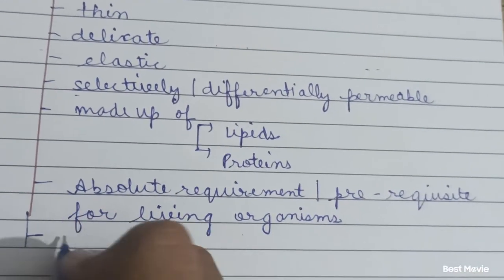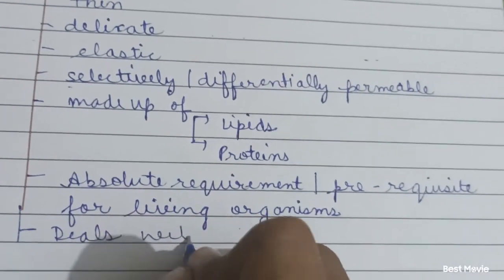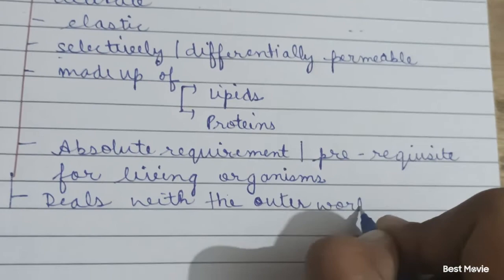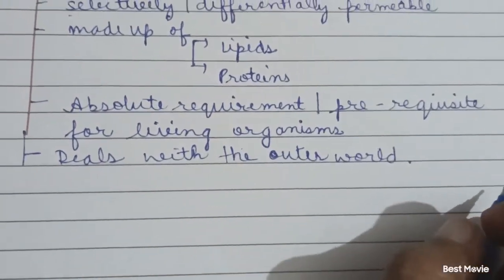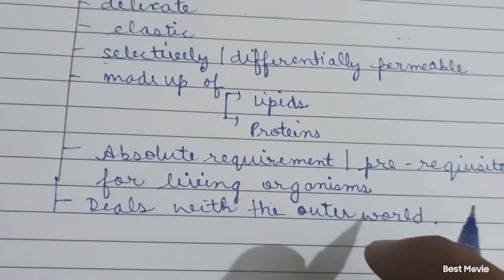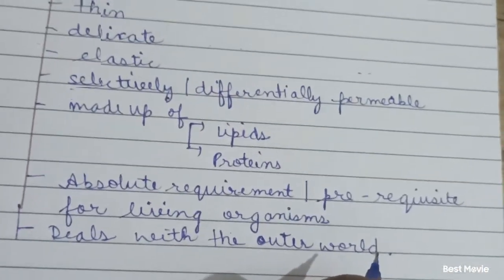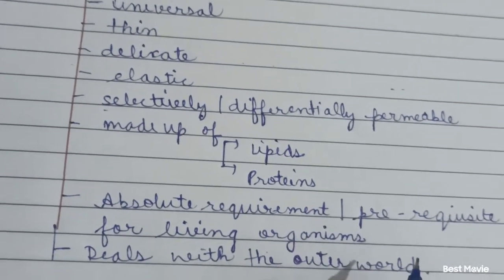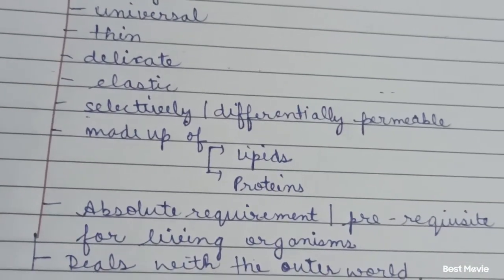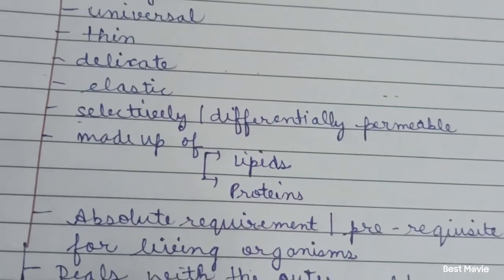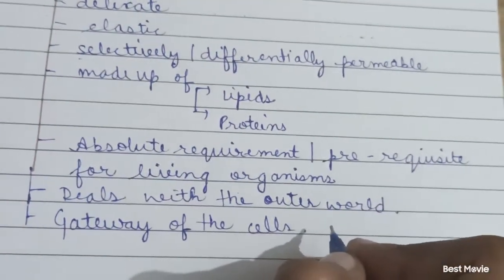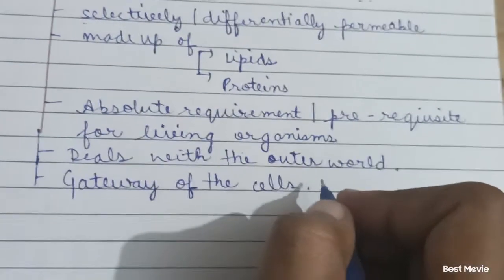The last but not the least, it deals with the outer world. Even if in plant cells the cell wall is the outermost layer, the cell wall allows most items inside, except for some objects which are bigger in size. Otherwise it allows everything inside. Plasma membrane has to select which thing has to go and which thing has not to go, inside and outside as well. So it can be called the gateway of the cell, because it is the major decider for whatever has to come inside and whatever has to go out.